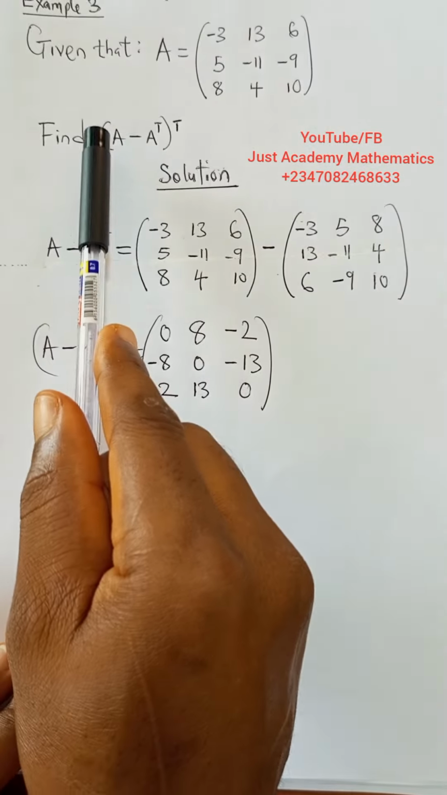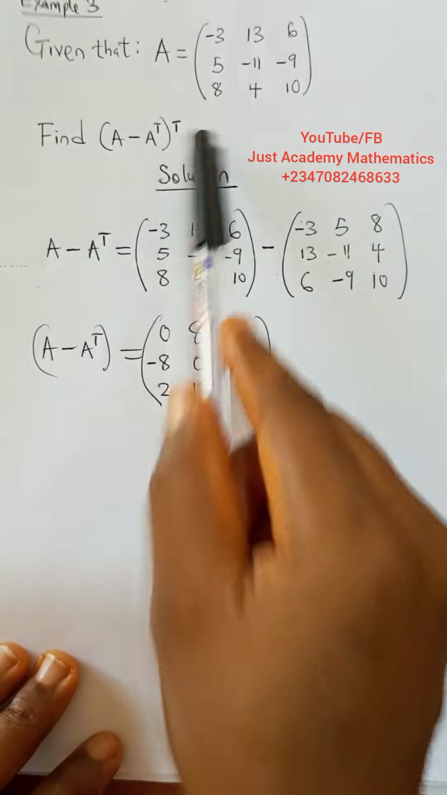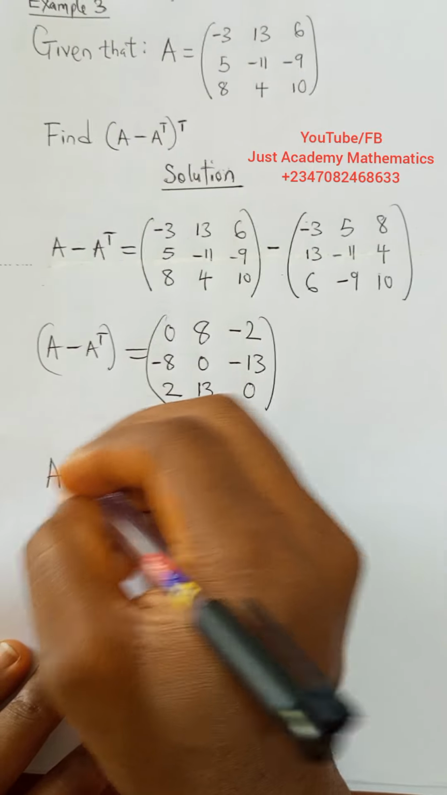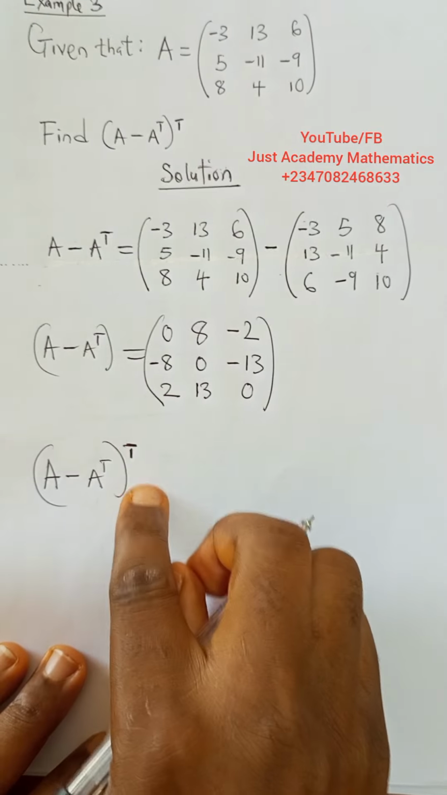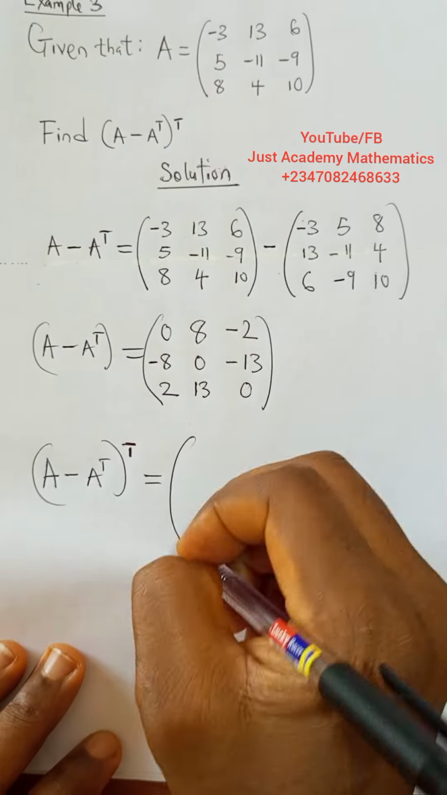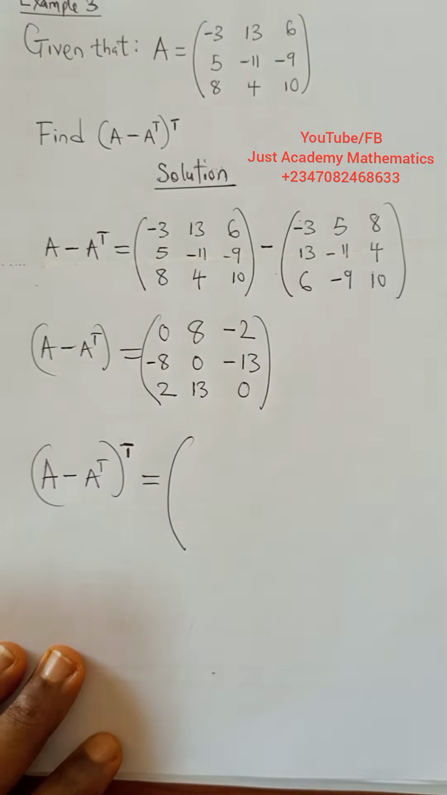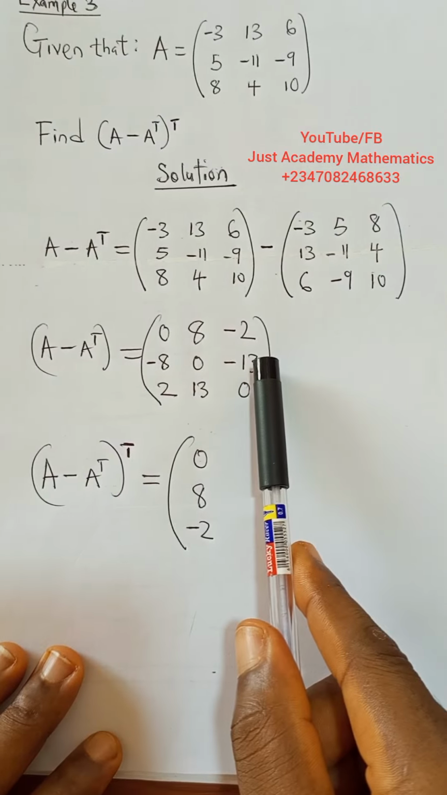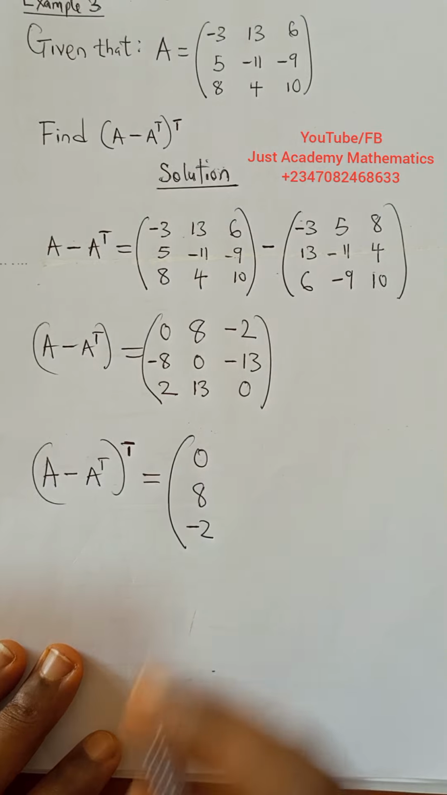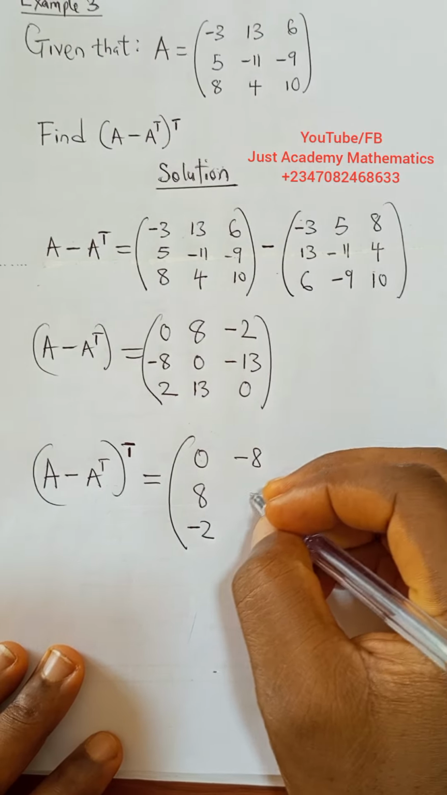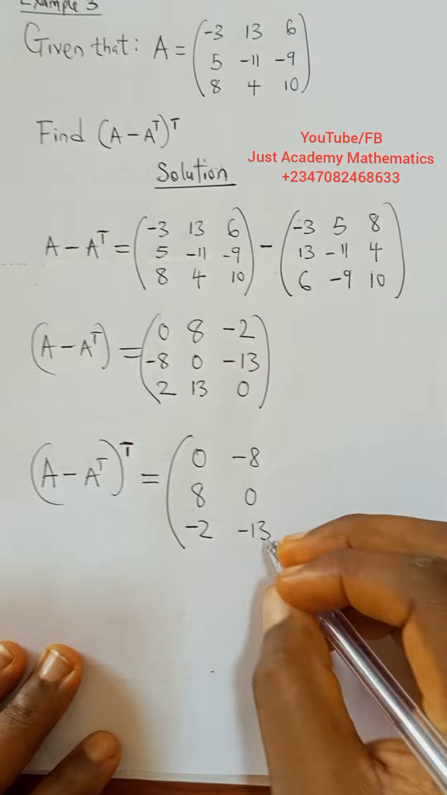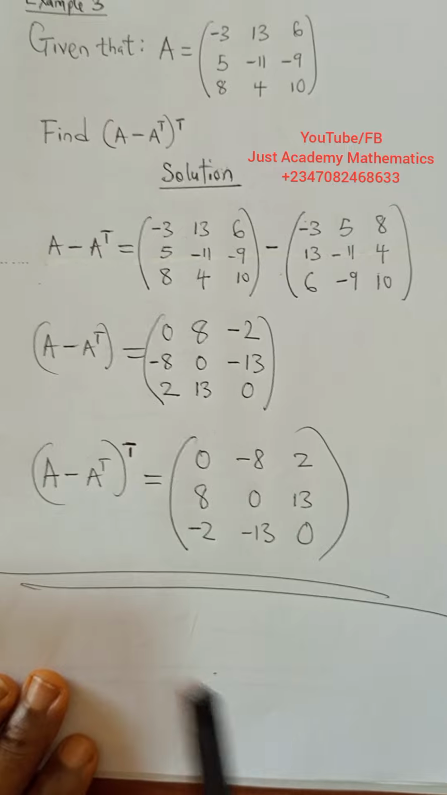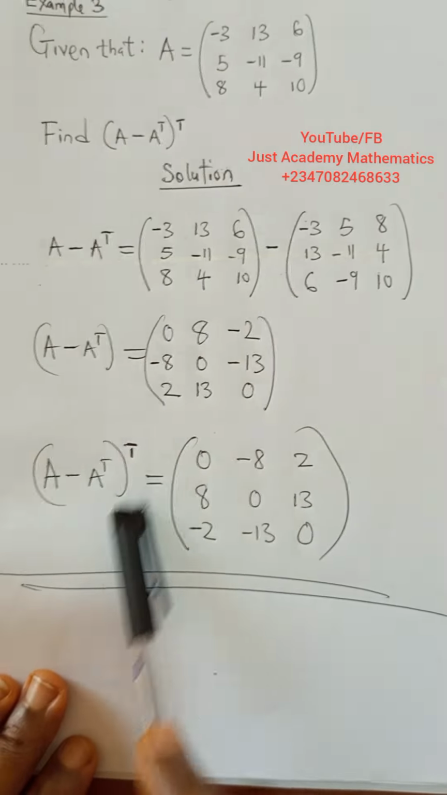Now, finally, look at A minus A transpose, then transpose the whole expression there. So all we need to do now is to transpose this. We'll pick the first row, make it the column. It becomes 0, 8, minus 2. Transpose the second row to column. It becomes minus 8, 0, minus 13. And finally, 2, 13, 0. This is your final answer. So this is A minus A transpose, then transpose.